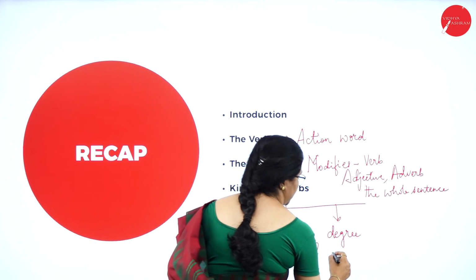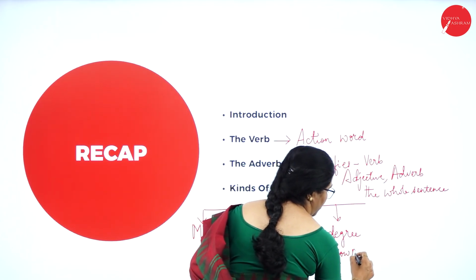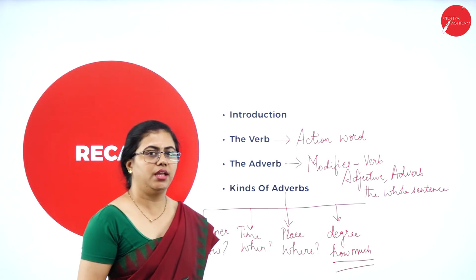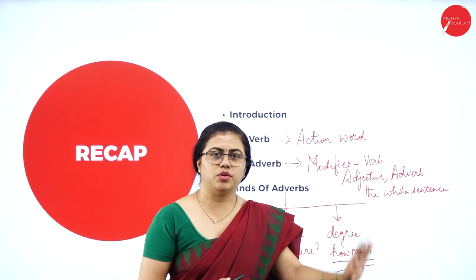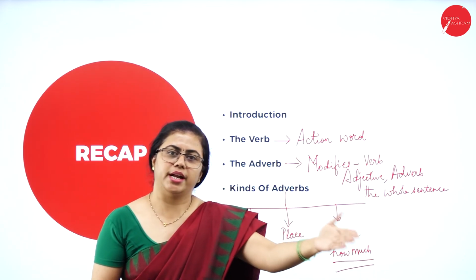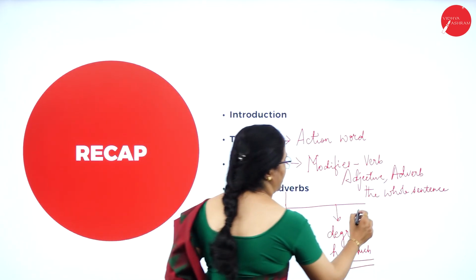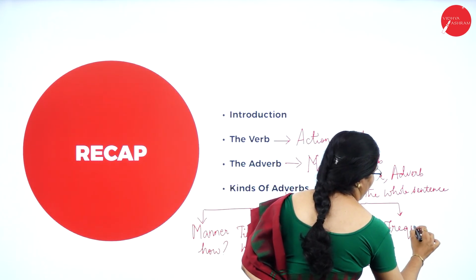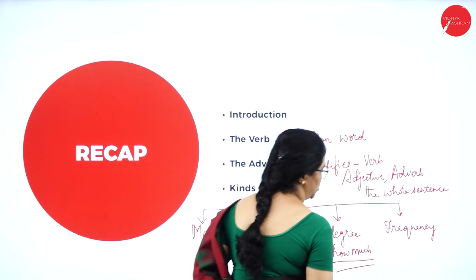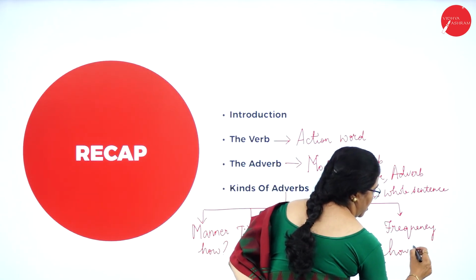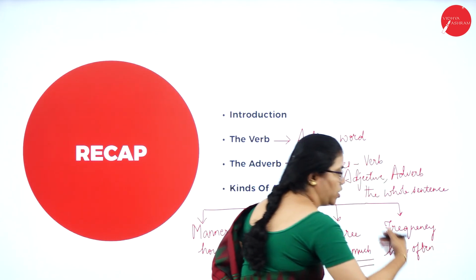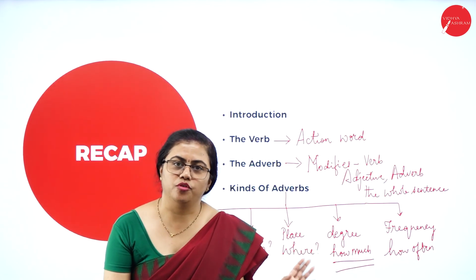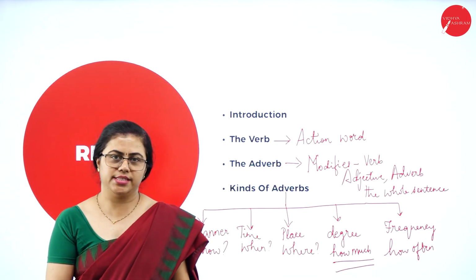To identify this, you can just ask how much. This is not the correct way of questioning, but to identify, you can ask the question how much for that adverb or that adjective. At last we learnt about adverb of frequency: how frequently something happens, how often, or how many times. So these are the 5 different types of adverbs we learnt in today's session.